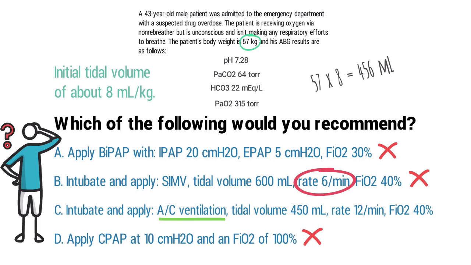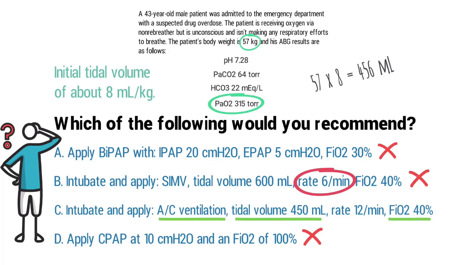And that is close to the tidal volume that is given in the answer choice, which tells us that this tidal volume setting is appropriate. And just a quick note about the FiO2. The patient has a PaO2 of 315 torr due to being on a non-rebreather. That number is way too high, which means that the patient has been getting too much oxygen. So now we know that we need to decrease that amount.